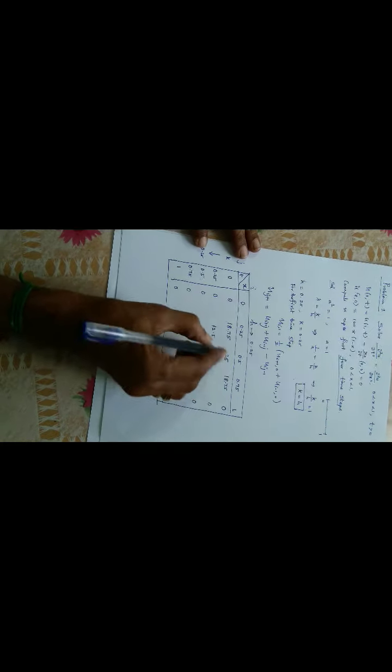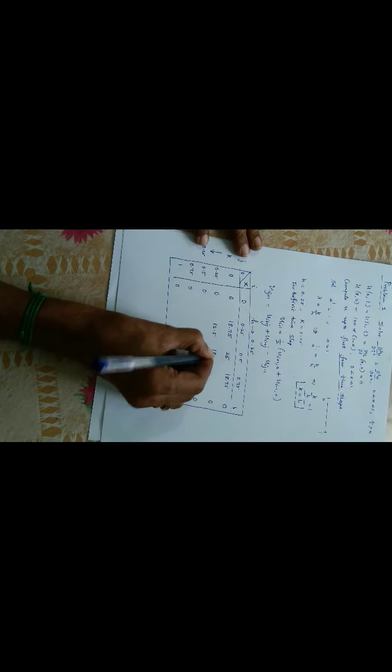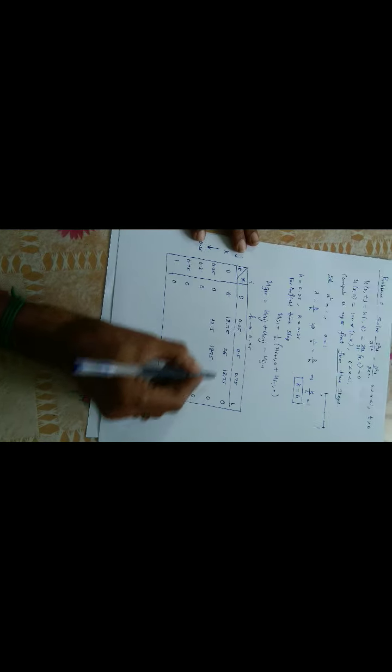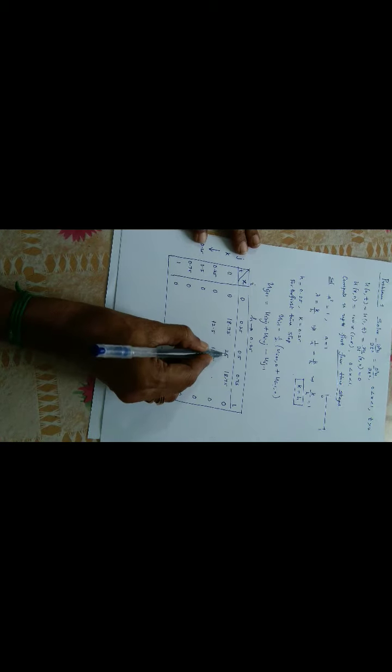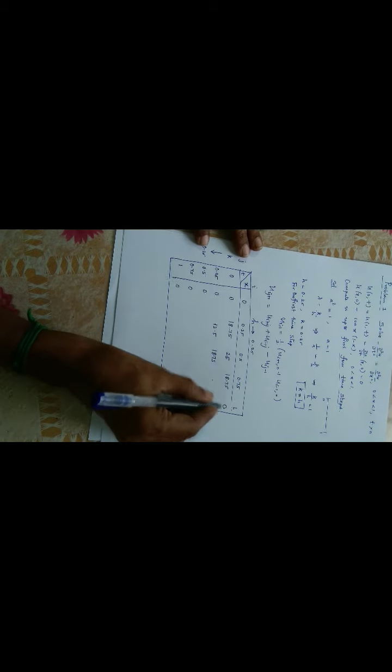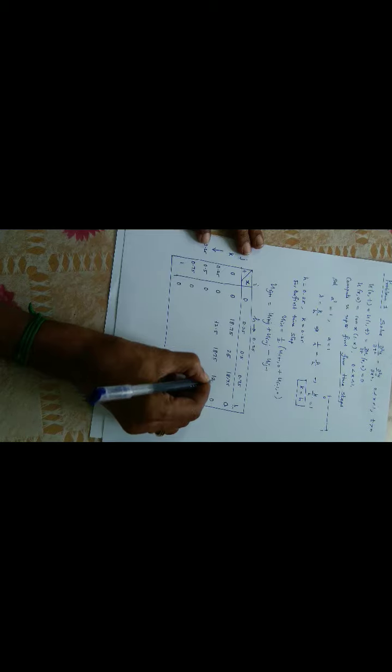Next, in the same way, if you want to find out this value, take the average value of these two. You will get the value duplicated. Similarly, find out this value, the average value of these two. So 25 plus 0 by 2, 12.5.